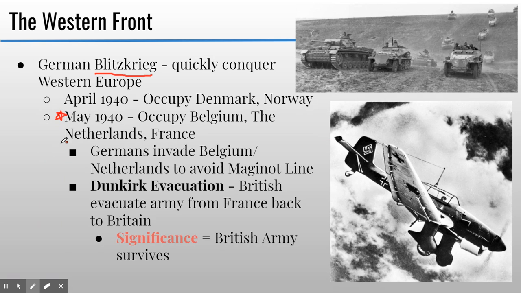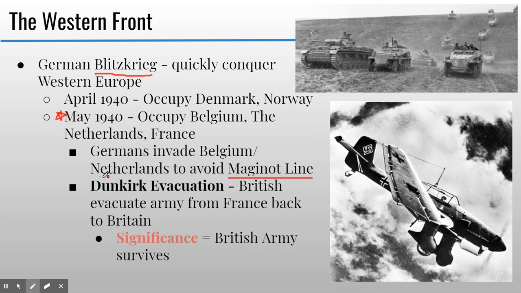So the reason that the Germans invade Belgium again is the French had built this thing called the Maginot Line. And the Maginot Line was this massive series of fortifications and forts that the French had built along their border with Germany. And the Germans know they can't go through it, so what they do is they go up and around through Belgium and the Netherlands, come down behind the forts, take Paris, wipe out the French army, and France falls apart.